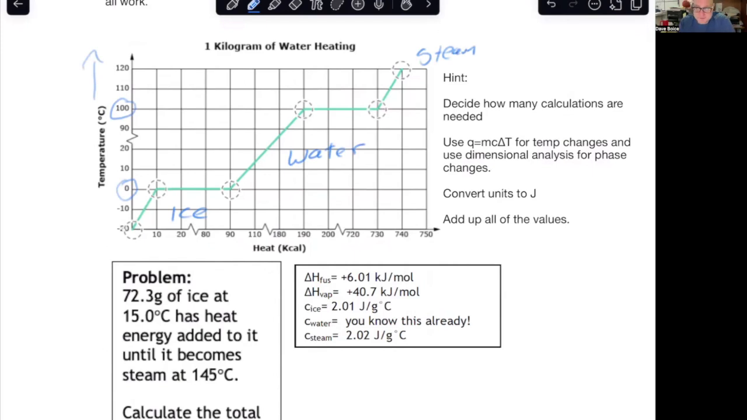And so what we want to do is look at this question. We want to see just how far we need to go. Which parts on this curve do we actually need to track? The most you can go is from sub-zero all the way to above 100, from ice to water all the way to steam. But you don't necessarily always have to do that.